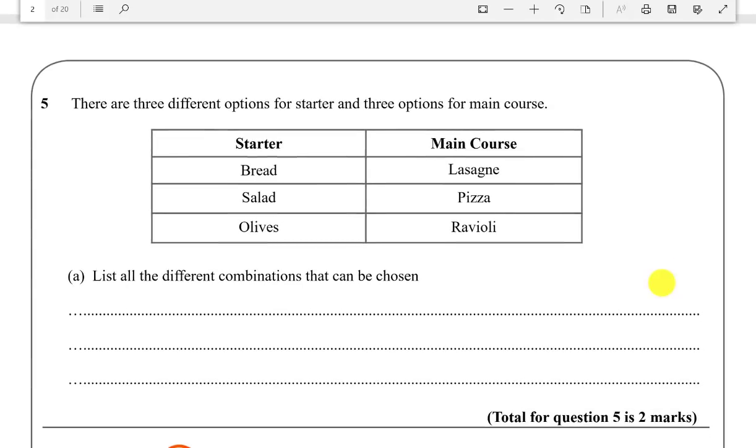Number 5, there are 3 different options for starter and 3 options for main course. So we've got starter and main course: bread, salad, olives, lasagna, pizza, ravioli. Getting hungry now.